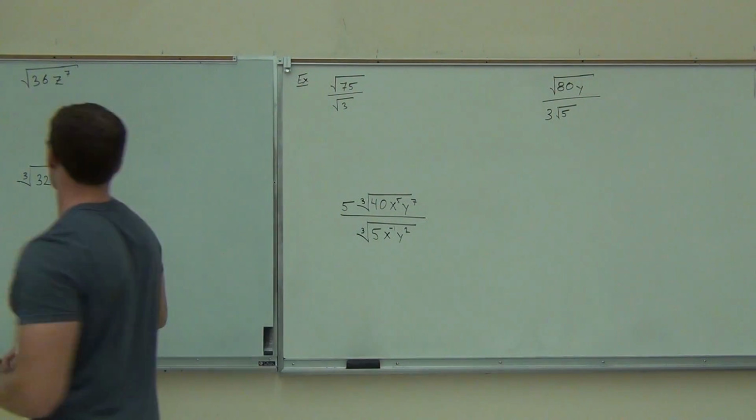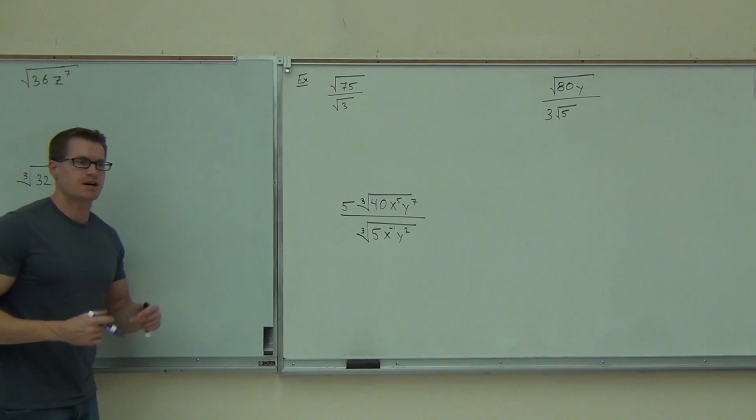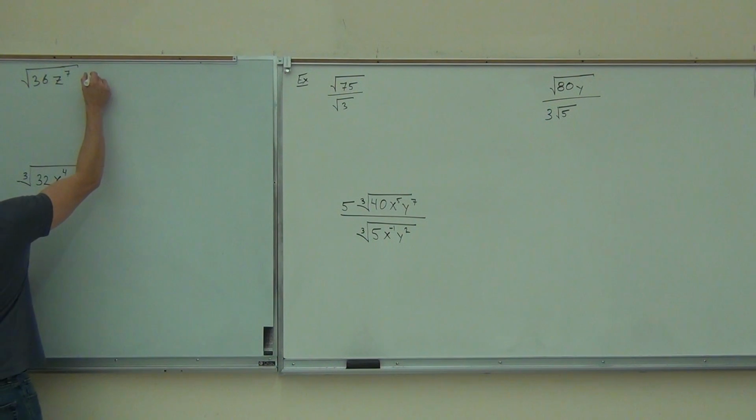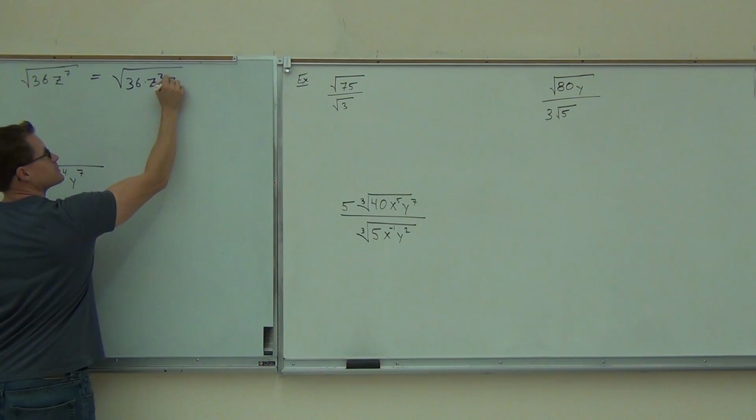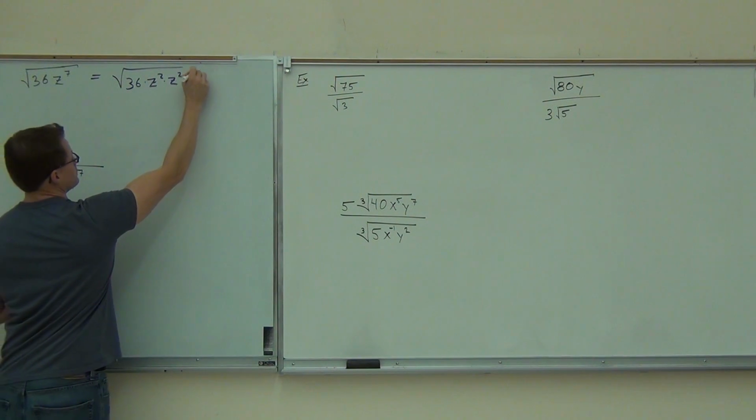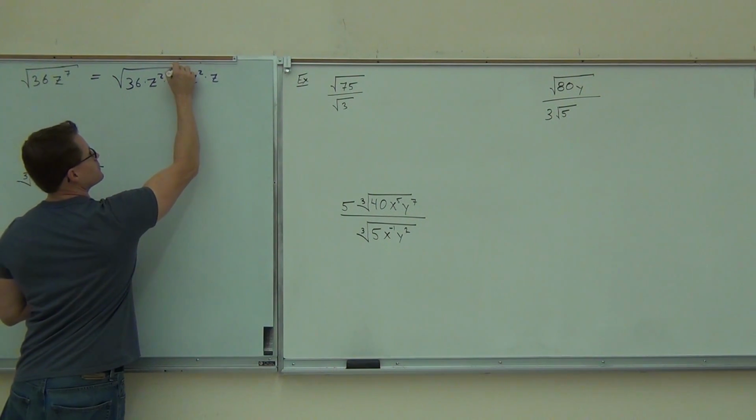Okay, we're going to start on the first one up here. Square root of 36z to the 7th. First thing I need to do is write this as many perfect squares as I can. 36 is already a perfect square. That's nice. So 36. However, z to the 7th, I'm going to write this as z squared, another z squared, and z.